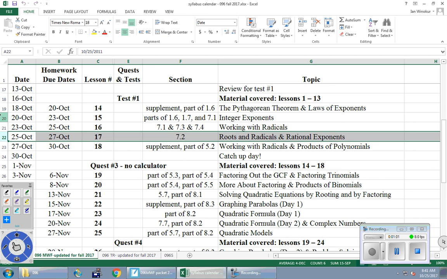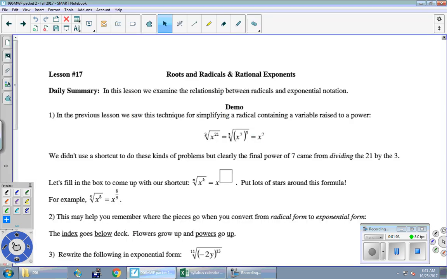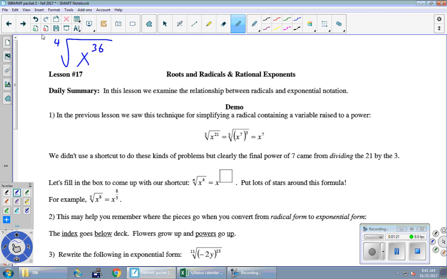All right, then let's jump in here on page 134. In this lesson, we examine the relationship between radicals and exponential notation. There's an example written there, but let's make up a different one right now. Let's go ahead and try the fourth root of x to the 36th power. See if you can squeeze that in there at the top. So we're just refreshing our memory for the technique from last class.